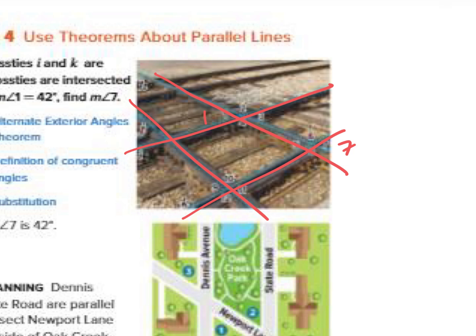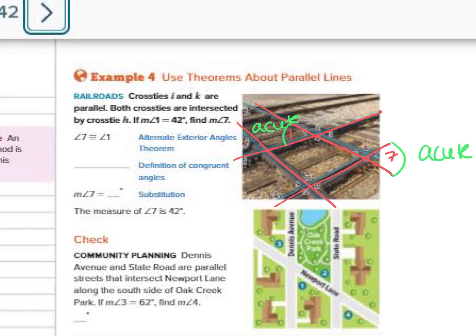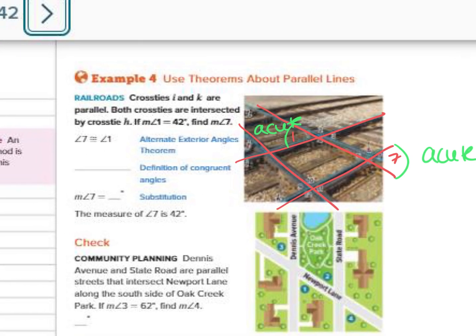So if I look at angle 1, that is very obviously an acute angle. Angle 7 is also acute. If I have two acute angles, that must mean their measures should be exactly the same. So I don't even have to do any math. Since angle 1 is 42 degrees, angle 7 should also be 42 degrees.